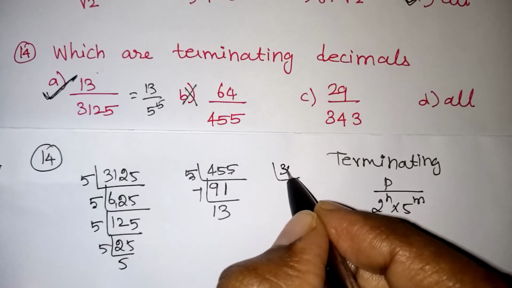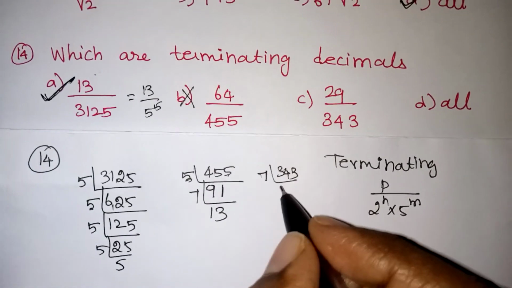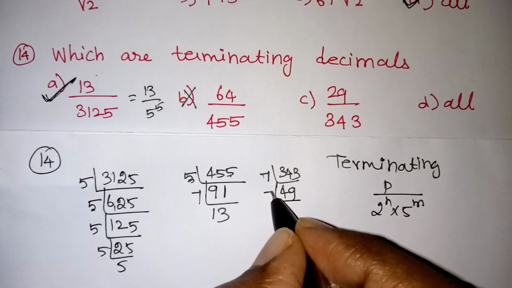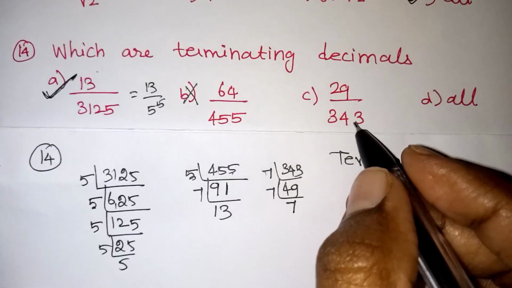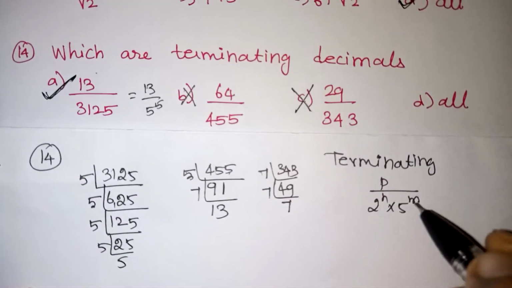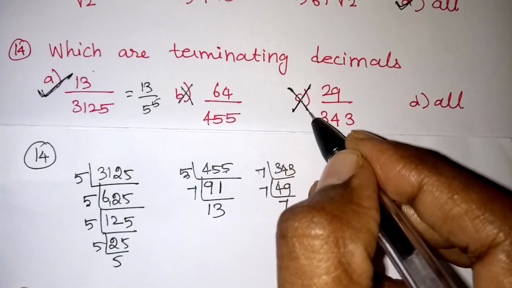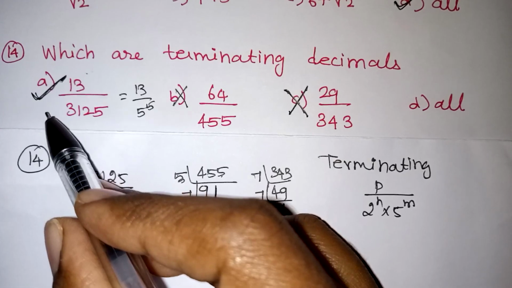343. 343 is 7 cube. 7 table only it will come, 49 times. Again 7 table, 7 times. So 7 power 3 we are getting. So that is not coming in this pattern. So this is also not a terminating one. So the first option alone is correct.